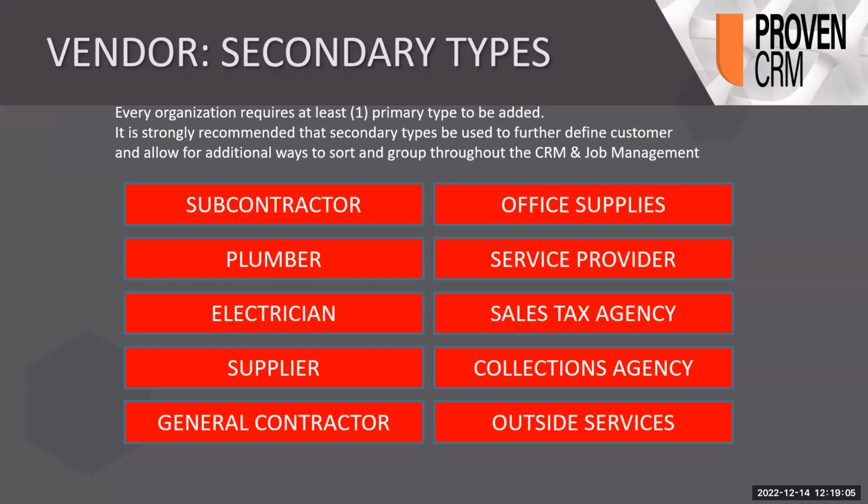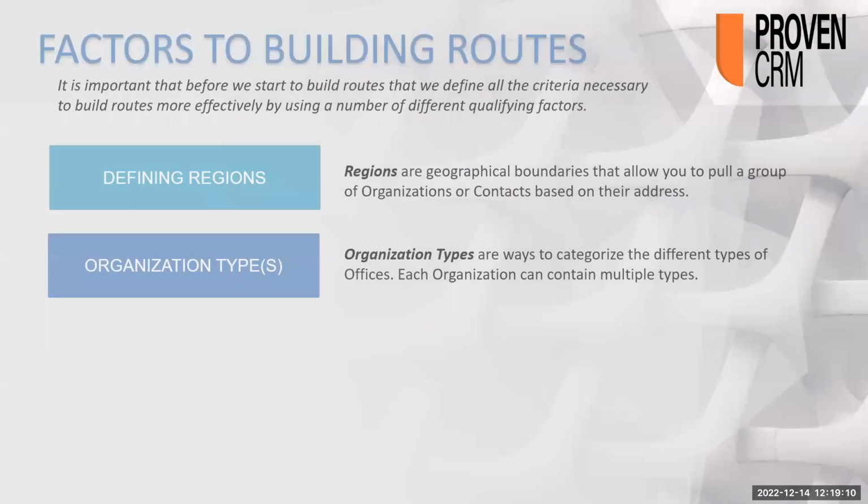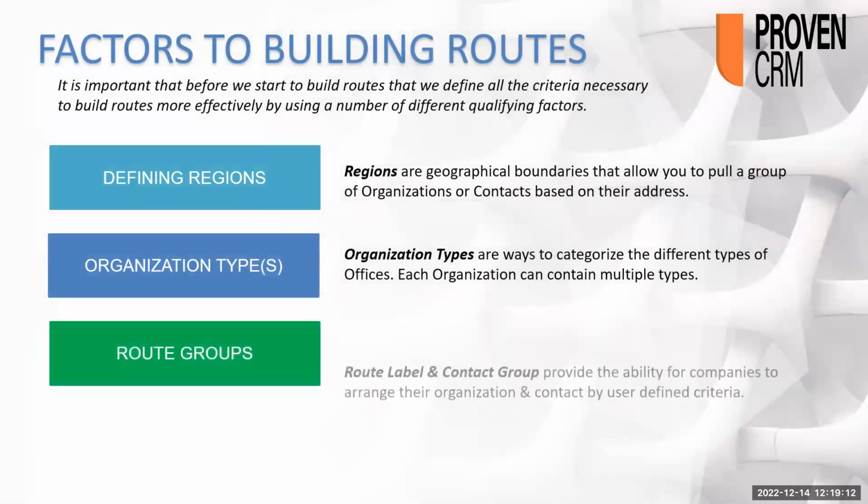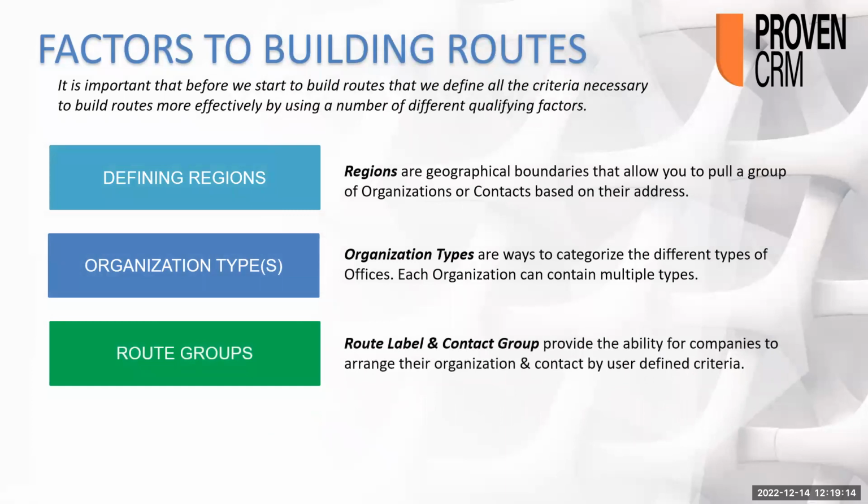Once we have our organization or company types defined, we'll then look at our route groups and contact group labels. This again allows us to better arrange and group our contacts and organizations. So when we're building our route, we can really focus in on those particular contacts.